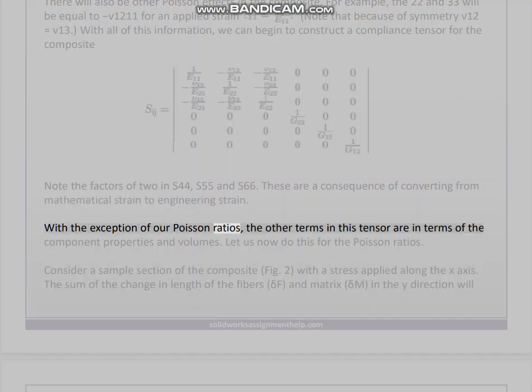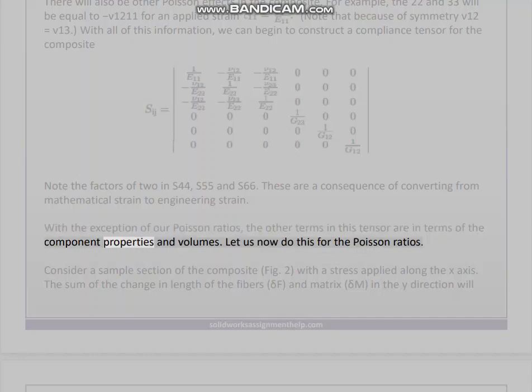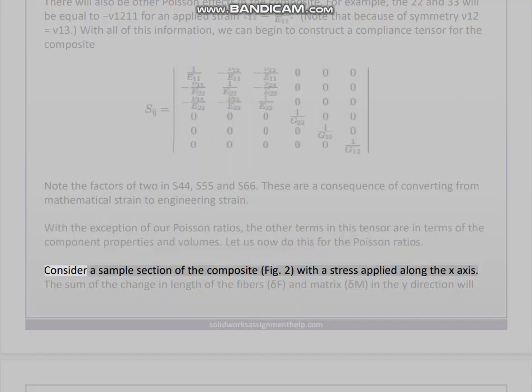With the exception of our Poisson ratios, the other terms in this tensor are in terms of the component properties and volumes. Let us now do this for the Poisson ratios. Consider a sample section of the composite, figure 2, with a stress applied along the x-axis.